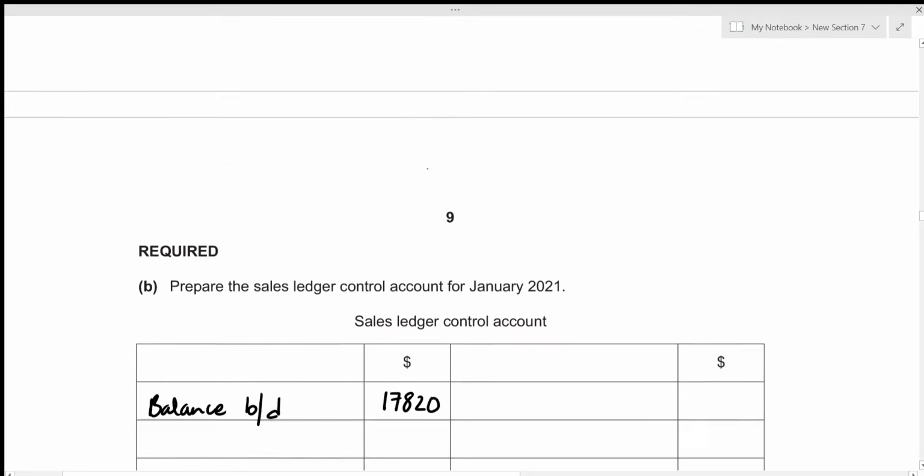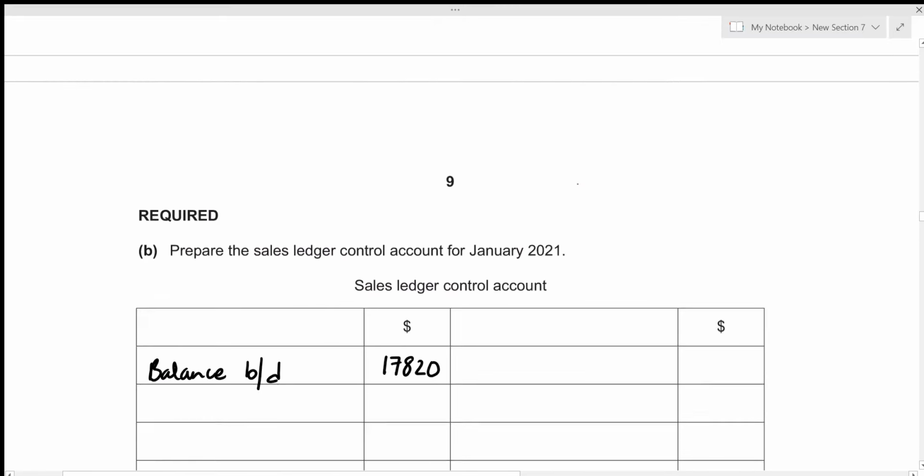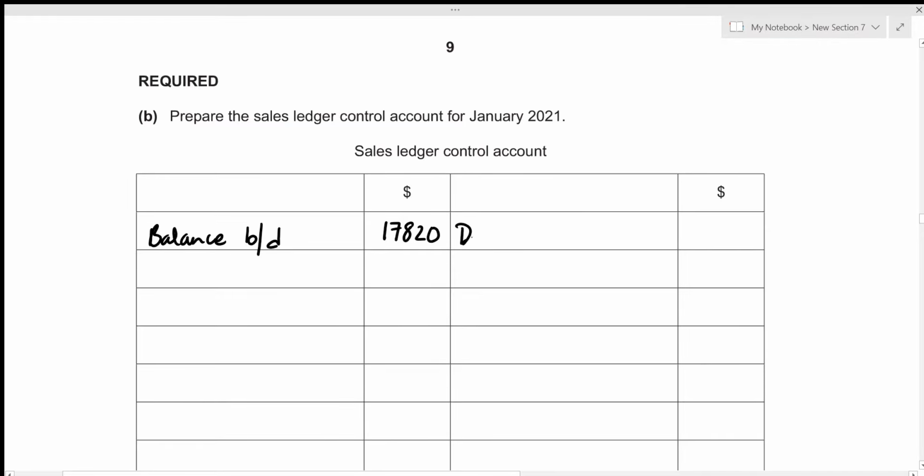So let's look for another information now. In the cash book, we're given the discount allowed of 430. So whenever we're allowing a discount, it always reduces the balance on our trade receivables. So if our balance on trade receivables is recorded at the debit side and this discount allowed will reduce that balance, then that means that the discount allowed should be recorded on the credit side. So let's do that. It has the balance of 430.